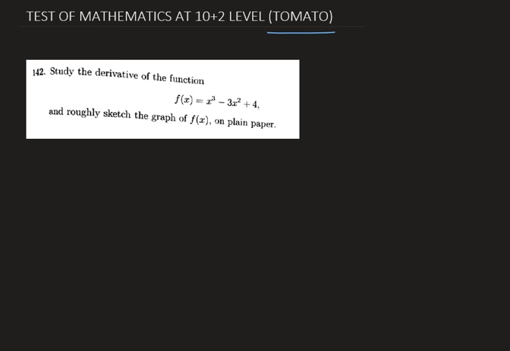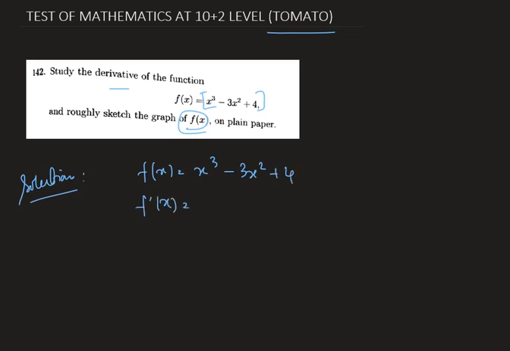Here we are given a function which is x cube minus 3x squared plus 4, and we have to firstly study the derivative and then we have to sketch the graph of f(x). So the given function f(x) is x cube minus 3x squared plus 4.